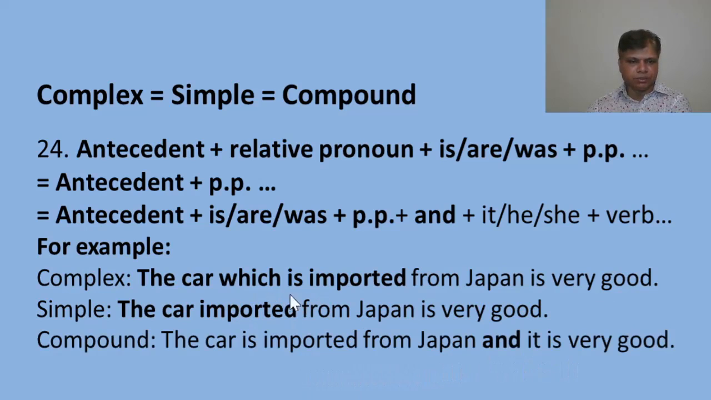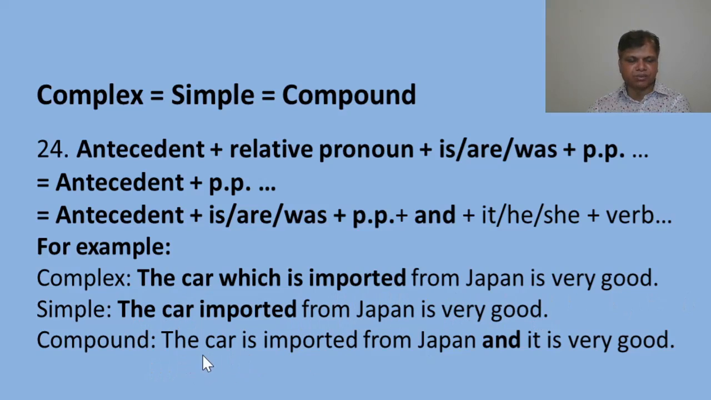So look at the complex sentence. Here "which" is a relative pronoun and it is followed by a passive form. "Is imported" is a passive form. So if you want to make it a simple sentence, just omit the relative pronoun and auxiliary verb. That is, we have to use the antecedent, here the car is the antecedent, then you have to use the past participle form of the verb and the rest of the sentence.